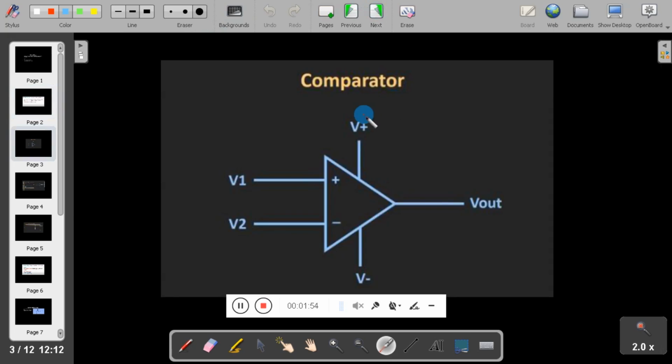So we will take the comparator. Basically, an ideal comparator is made of an operational amplifier with two input sources like V1 and V2, one of which is a reference signal, with the bias voltages V plus and V minus, and the output voltage is Vout. This comparator will compare two voltages, V1 with respect to V2, and the output is either positive Vsat or negative Vsat based on the comparison.